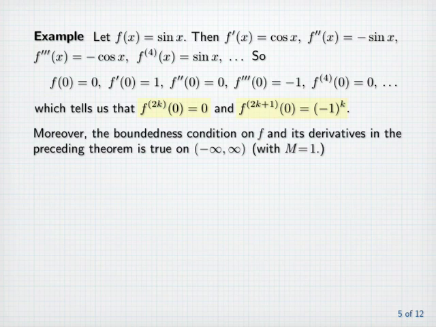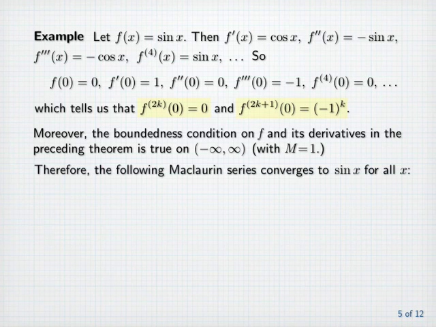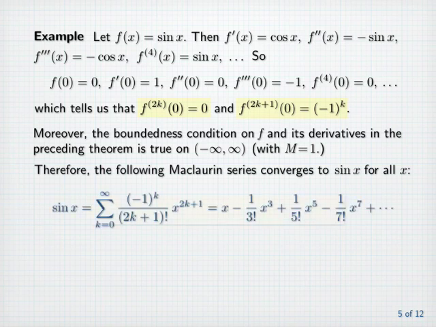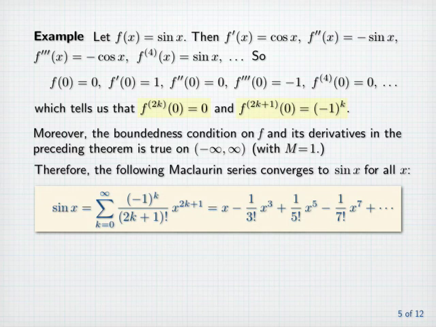Moreover, the boundedness condition on f and its derivatives in the preceding theorem is true on the interval from minus infinity to infinity with capital M equal to 1. Therefore, the following Maclaurin series converges to sine x for all x. Sine x is equal to the sum from k equals 0 to infinity of minus 1 to the k divided by 2k plus 1 factorial times x to the 2k plus 1.